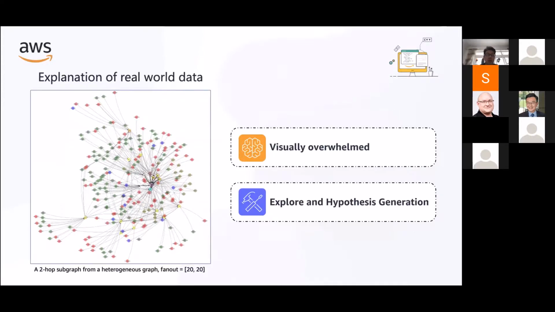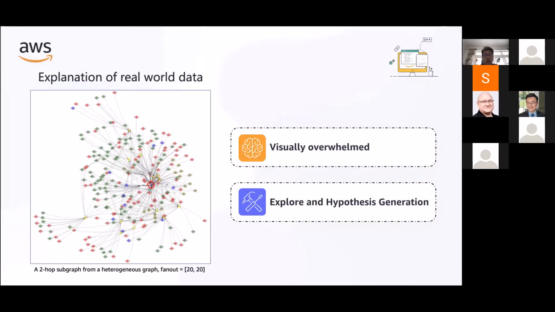I omit a lot of information from the customer data. And you can see that on the left side of the deck, it's a two-hop subgraph from a heterogeneous graph with a fan-out of 20, 20, which means that the model itself only has two GNN layers. And the thickness of an edge in this subgraph shows how important an edge, or the nodes connected to the edge, is to the prediction result for the node in the center. The node in the center is the node to be explained.